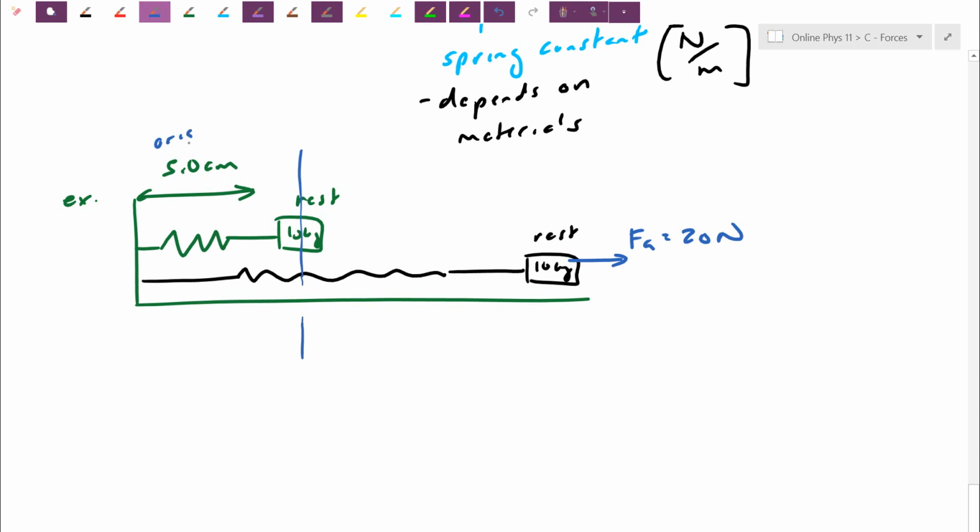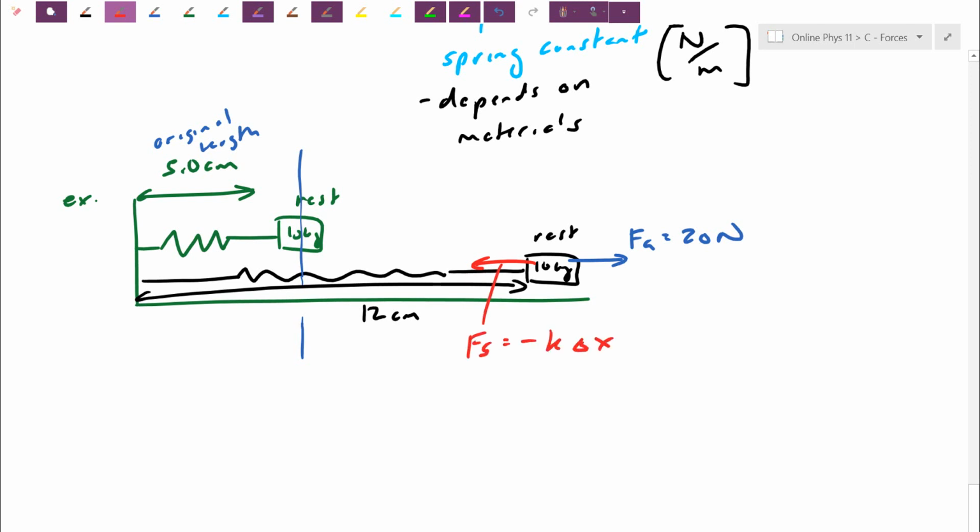So this was the original length of the slinky, 5 centimeters. It's now going to stretch out here. I'm going to give you the total length from the wall. Let's say the total length is actually 12 centimeters. Right? So this is fine. The FA is pulling outwards. When we do Hooke's law, it's opposite to it. That's why we have that negative symbol. Hooke's law gives you your Fs here, and the Fs is going to be negative k times delta x.